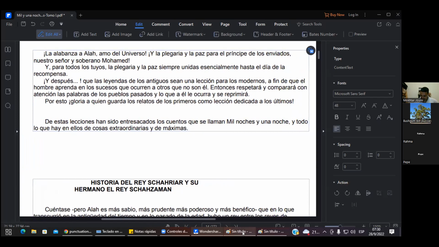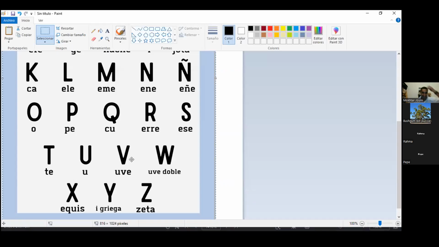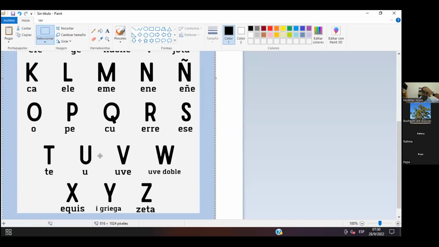Exactly. So now, with the V it will be, as we said. But with the W, we use it very little. We don't use it much, only for foreign words like whiskey, W. Normally, we don't have a use for the W in Spanish. We don't have a use for whiskey in Spanish. Oh, no, for whiskey, yes.